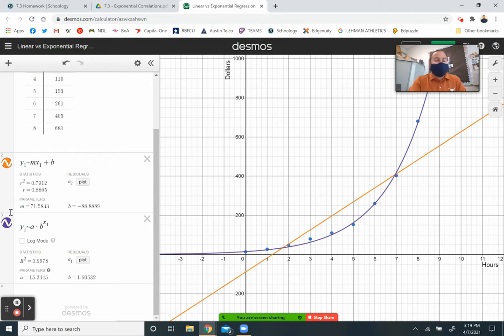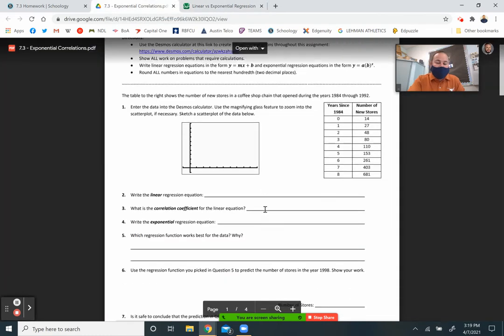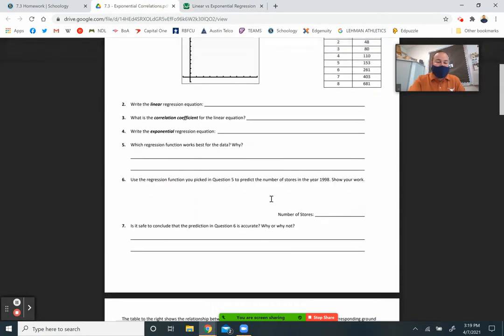Lizzie? The exponential is working better. It hits more data points. Right? Put that as your answer right there. Which function works best? Well, the exponential does. It hits more data points. It follows the pattern better. Okay, however you guys want to describe that.